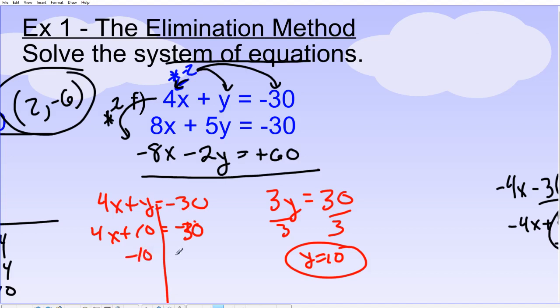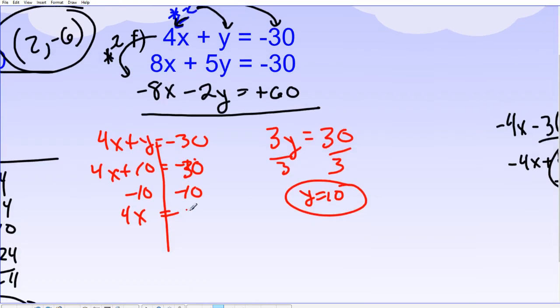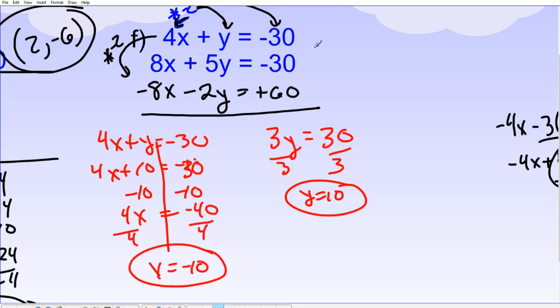So I subtract 10 on both sides, giving me 4x equals, what is that? Negative 30 minus 10 is negative 40. Divide by 4 on both sides, and x is equal to negative 10. So my solution is the point where x is negative 10 and y is a positive 10. They have the same solution.